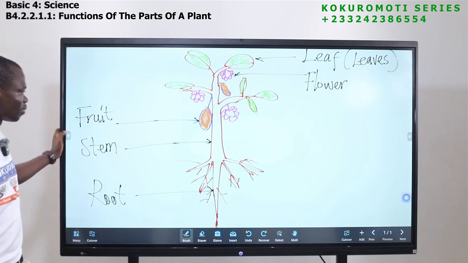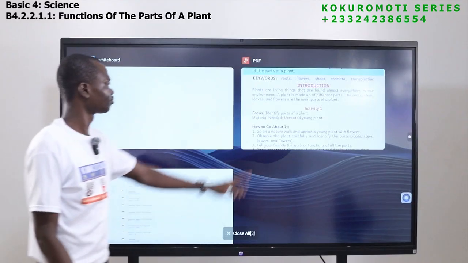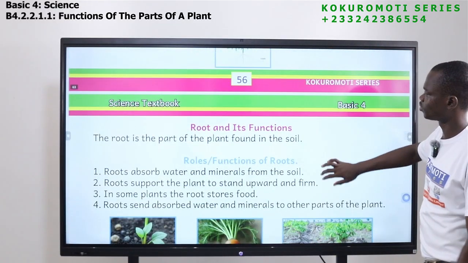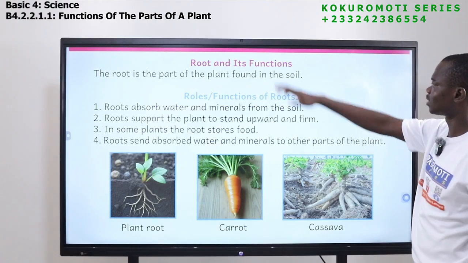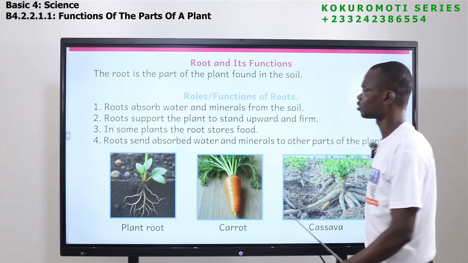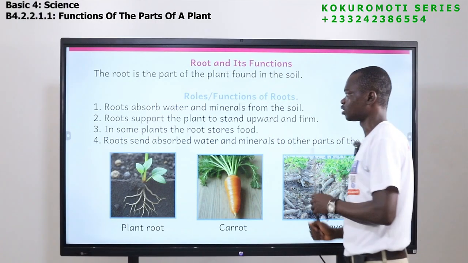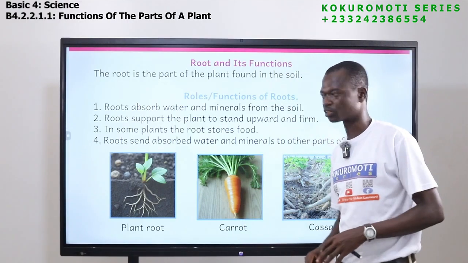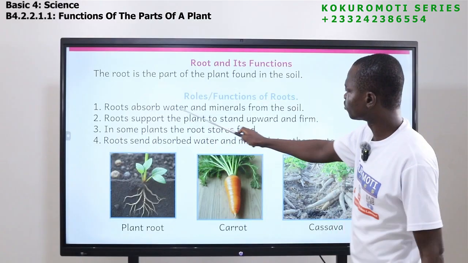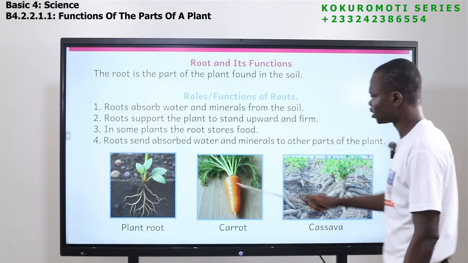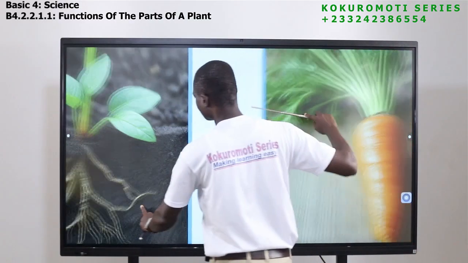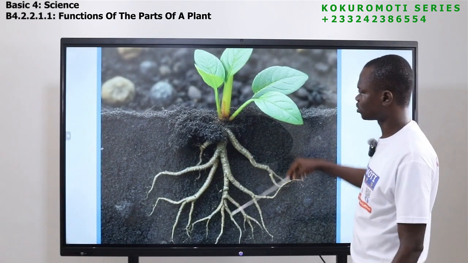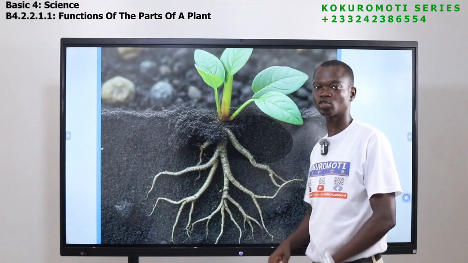Let's go back. So we have seen the parts. Now the root and its function. We are going to look at the functions of the roots. So 1, I've told you that the root is found in the soil. 1, roots absorb water and minerals from the soil. So this is the root. You see, it is in the soil. So the water in the soil, the minerals in the soil. Minerals, I'm not talking about malt.